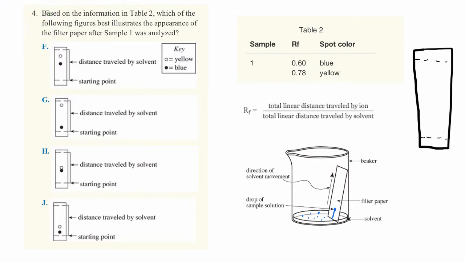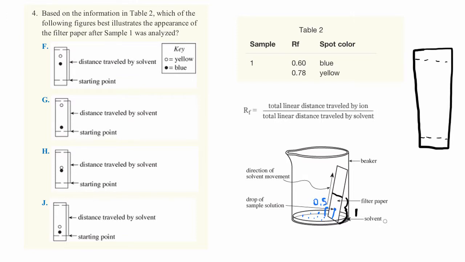The liquid, that's the solvent, gets drawn up some height, and then the ions get drawn up some smaller height, kind of dragged along with it. Specifically, what they tell us is the RF value is the ratio of these heights. So here is the height the solvent went up. Let's just call it 1 for convenience. And here is the height the ion traveled. We'll say this traveled 0.5.